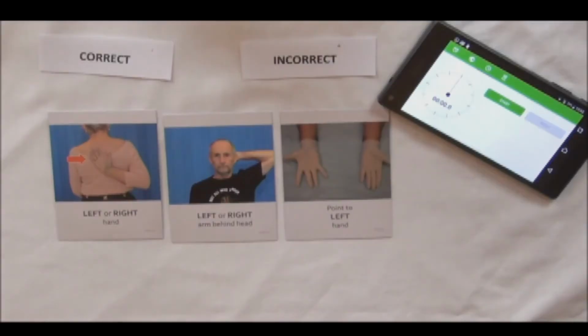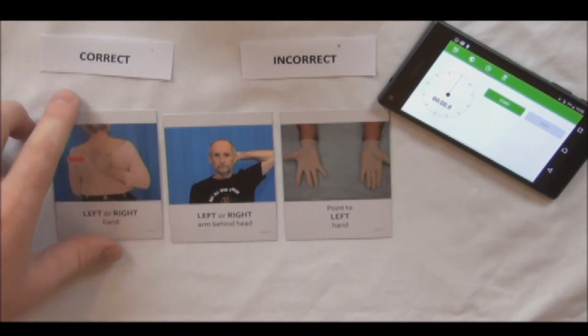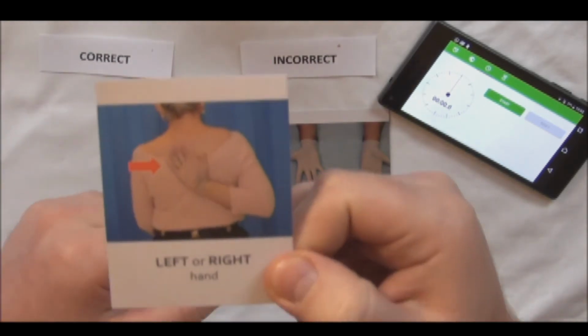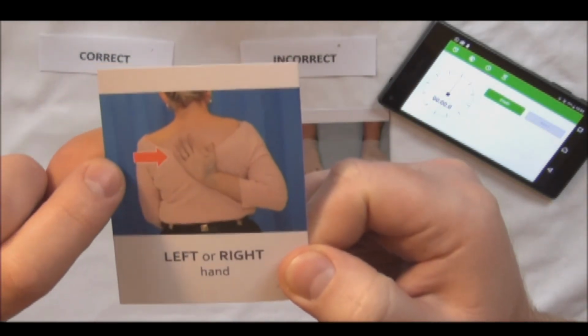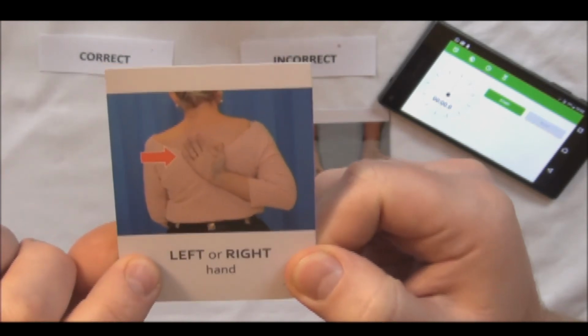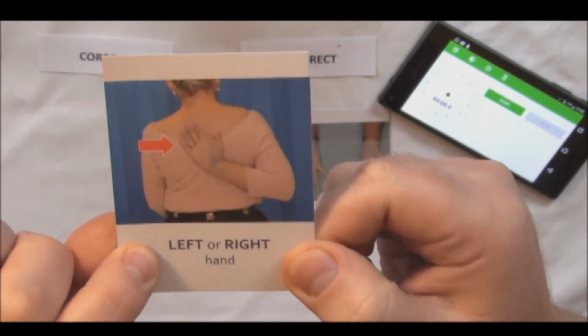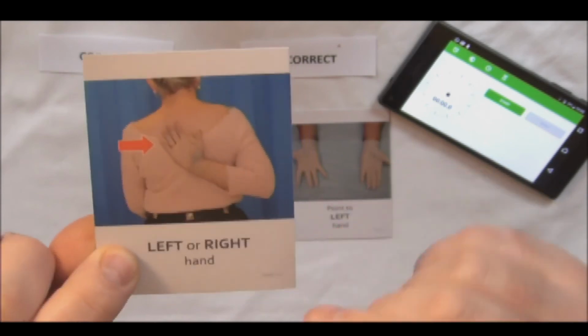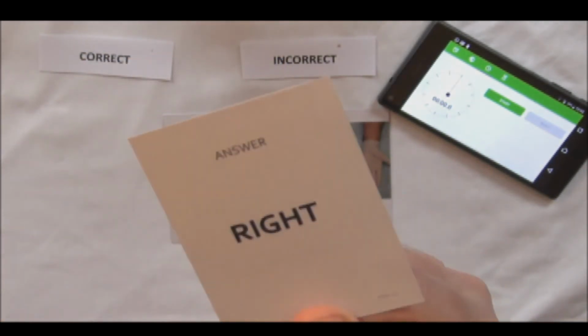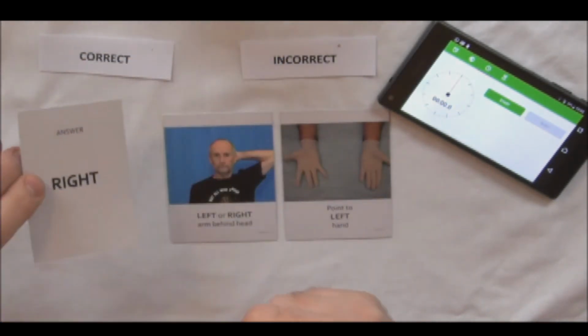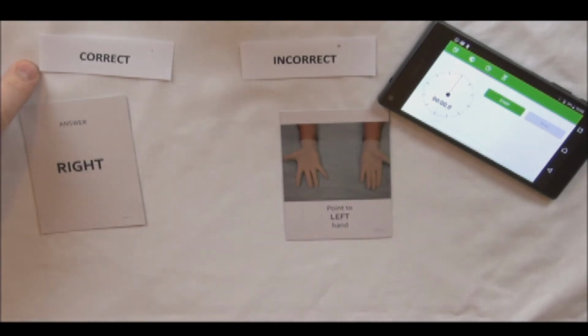This is a picture of a video of how we use them. This one has a photo with an arrow and a question which relates to the arrow. Left or right hand. Choose your answer. Right. Check on the reverse. I got this correct, so place on a correct pile.